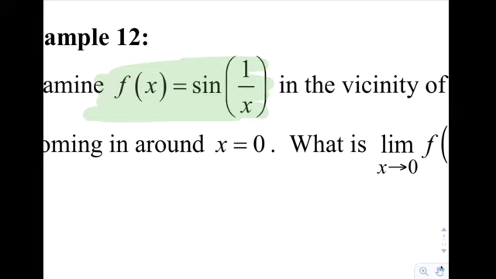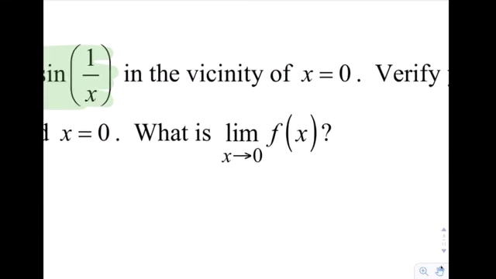Are you ever going to be able to predict, as you go further and further out to the right, where it's going to stop? Does it ever stop? No. Okay, it keeps going, oscillating. If 1 over x gives you negative infinity, what's sine doing as it goes out to the left towards negative infinity? Oscillating between negative 1 and 1. So what do you think the limit is as we approach 0?